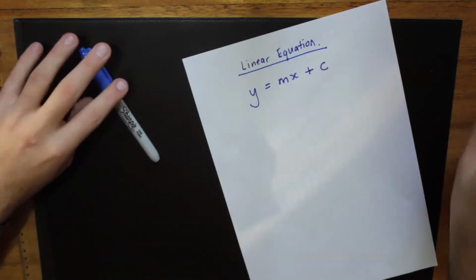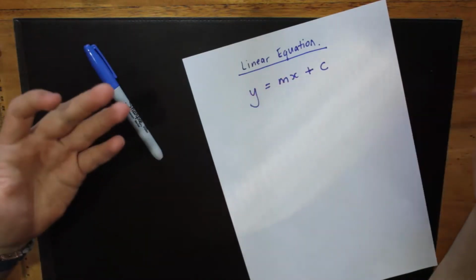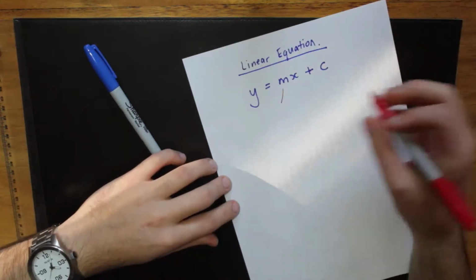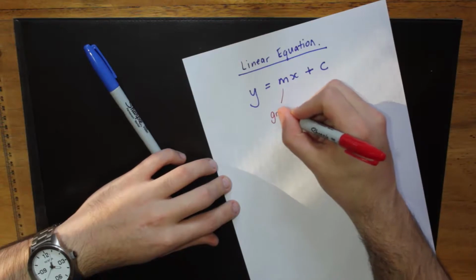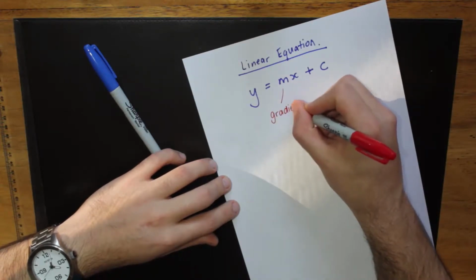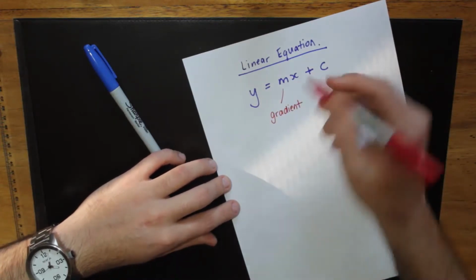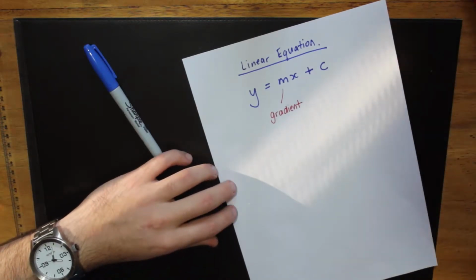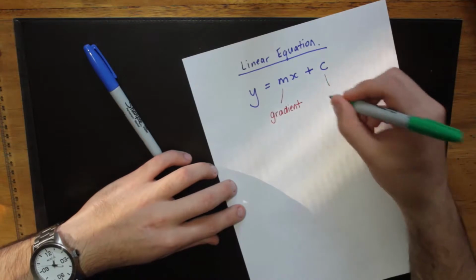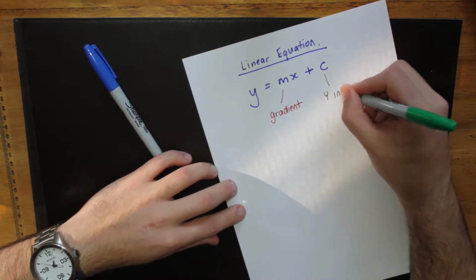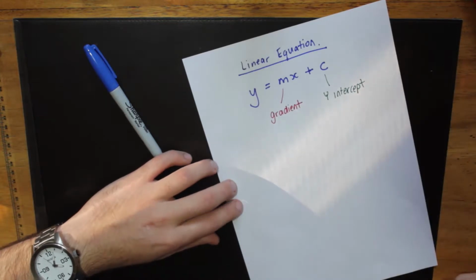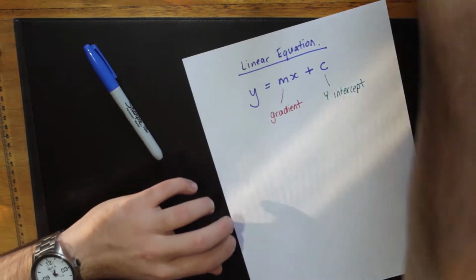And you might be wondering what all these values mean. Well, that's easy. Y is our y value. M is representative of our gradient. X is our value on the x-axis, and C is representative of the y-intercept.